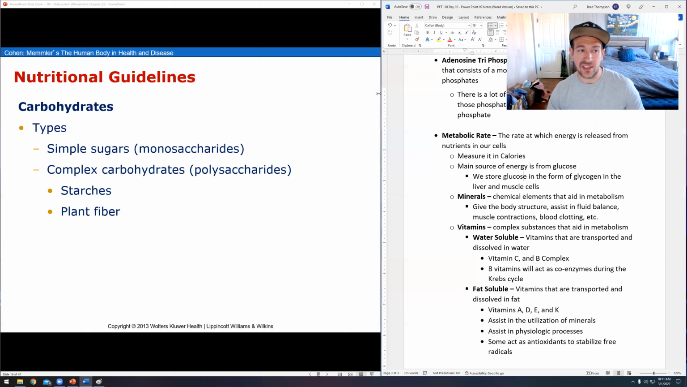But we talked a little bit about this yesterday, right? We looked at our nutritional guidelines yesterday. We've got monosaccharides. Those are simple sugars. That's glucose, right? That can go straight in for metabolism.